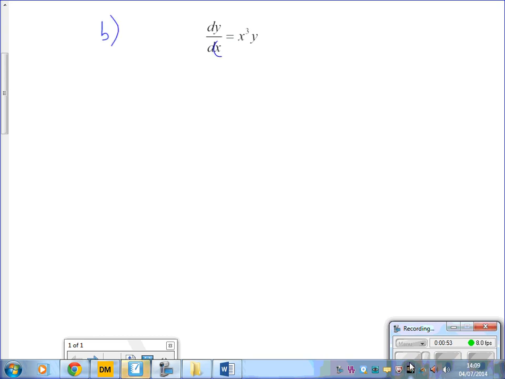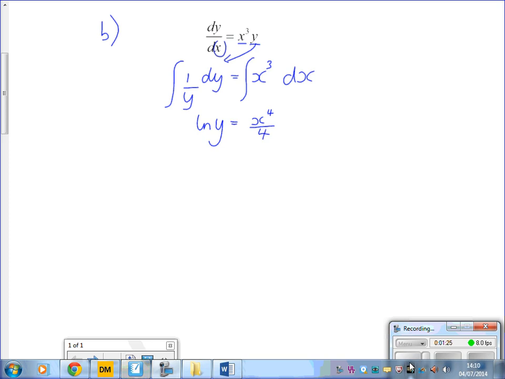So again, same letters onto the same side. So dy here, I have x cubed and move the dx up. And so this y is going to come down onto the other side. I have 1 over y. Once they're separated, integrate both sides. That gives me ln y. And on this side, I need to add 1 to my power, divide by the new power, and remember the plus c.